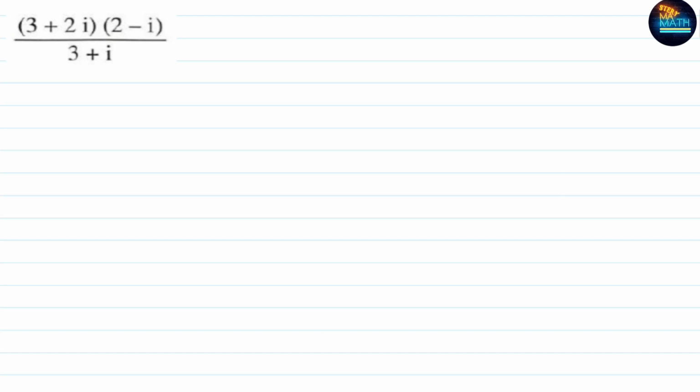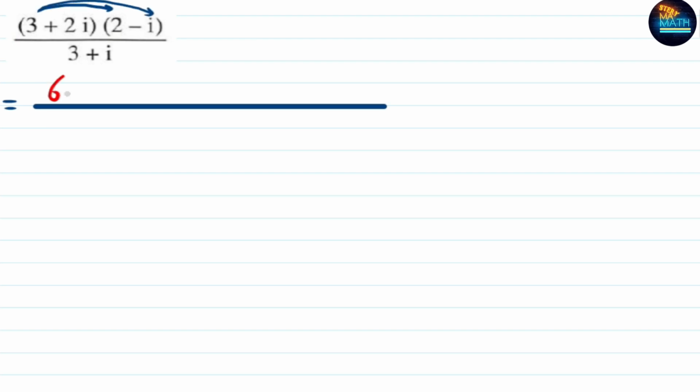3 plus 2i multiplied by 2 minus i, all over 3 plus i. Here, before multiplying by the conjugate, you need to multiply the first parentheses by the second parentheses, 3 plus 2i multiplied by 2 minus i, just making that change. So you'll distribute the 3, and then you'll distribute 2i. 3 times 2, and then 3 times negative i. 3 times 2 is 6, and 3 times negative i is negative 3i. And here, 2i times 2 is 4i, and 2i times negative i is negative 2i squared.